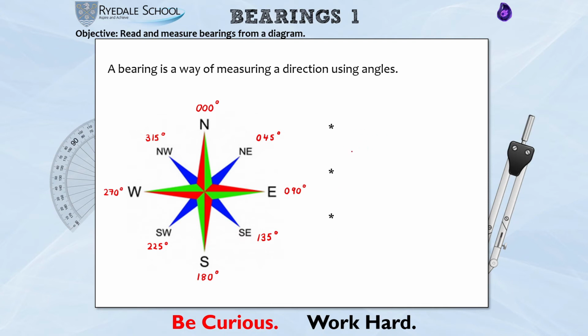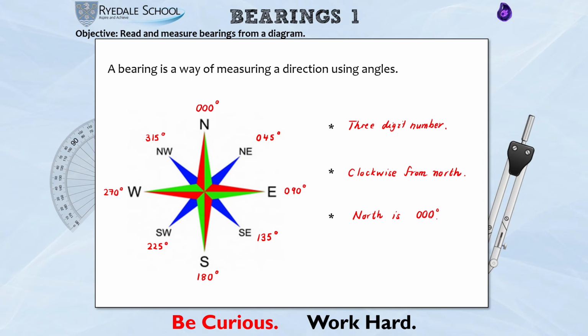Well, there are 3 things that you need to remember about bearings. It is always a 3-digit number. It is always measured clockwise from north. And that is going to become super important as we progress through this topic. So, clockwise from north. And the final bullet point is just to remind you that north is defined to be 0, or in this case, 000. North is 000.